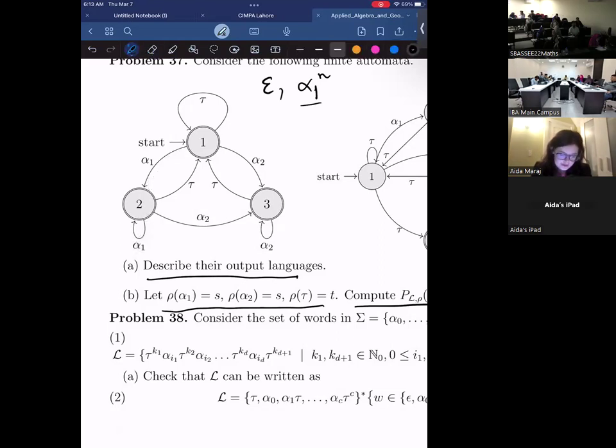There are many words that come from here, in fact. The only words that are not accepted, what is something that we see, oh, this is not accepted here. If you read an alpha 2, you cannot read an alpha 1 after alpha 2. You can read another alpha 2, you can read a tau, but you cannot read another alpha 1. So you don't have alpha 2, alpha 1 here, not allowed. So alpha 2 is always either followed by an alpha 2 or a tau.